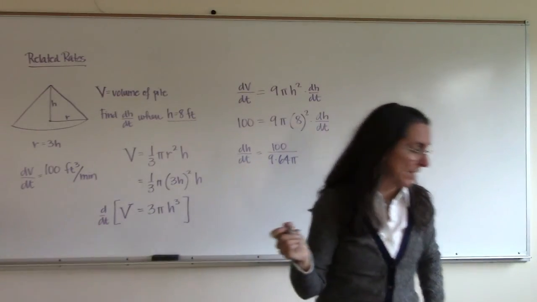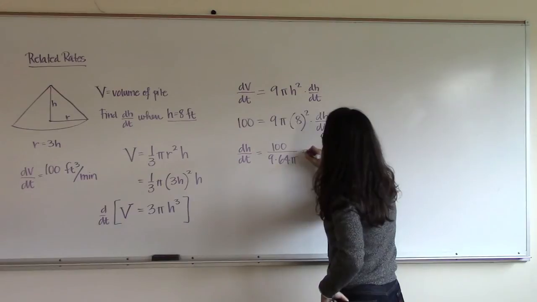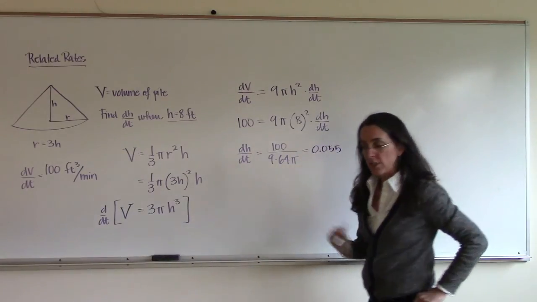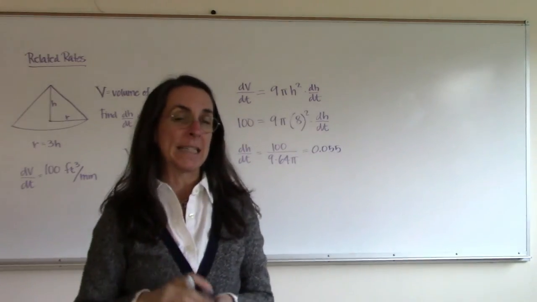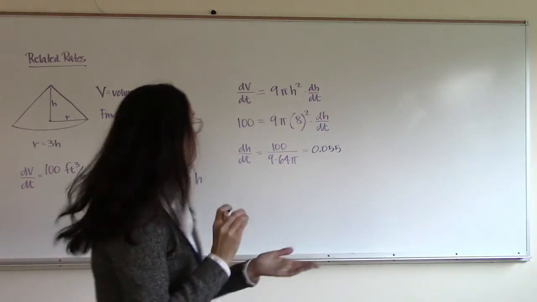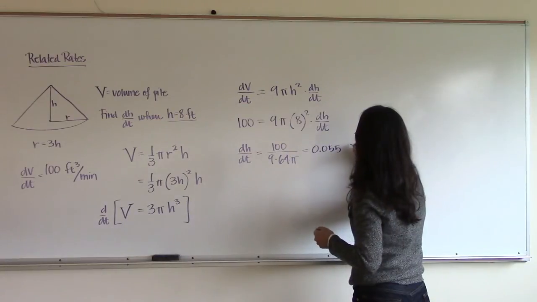So solving for dh/dt, we get this, and I punched this in before I turned the camera on, and it's about this much. The units on this is the change in height per unit time, and we're dealing in feet here, so this is going to be feet per minute.